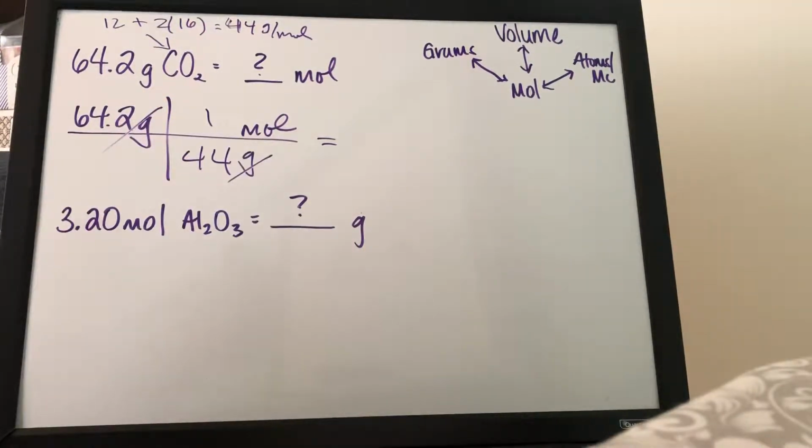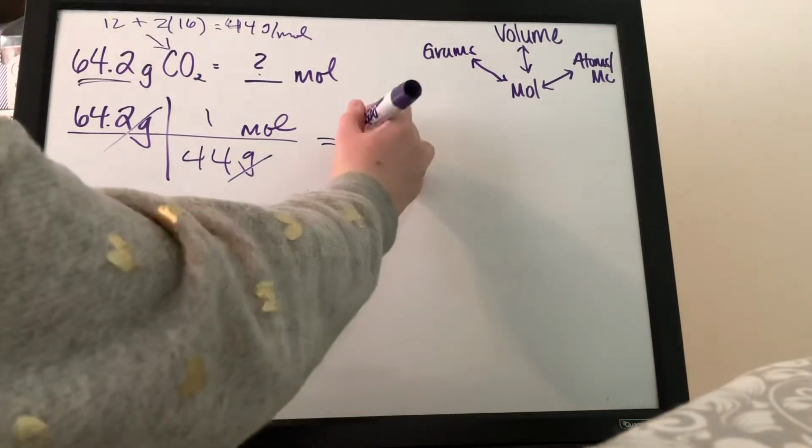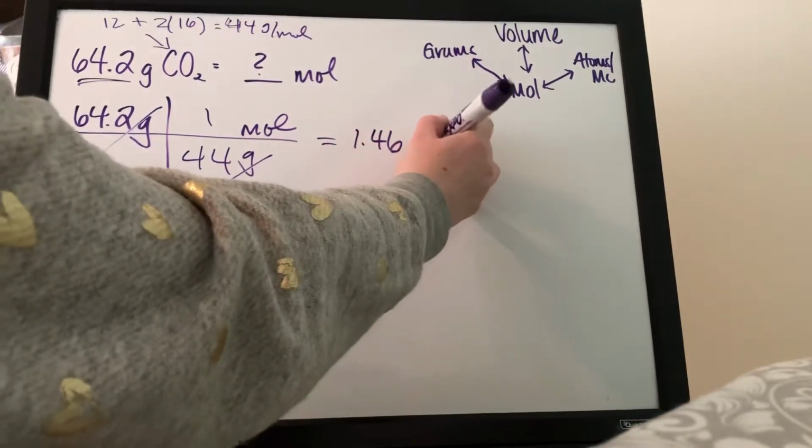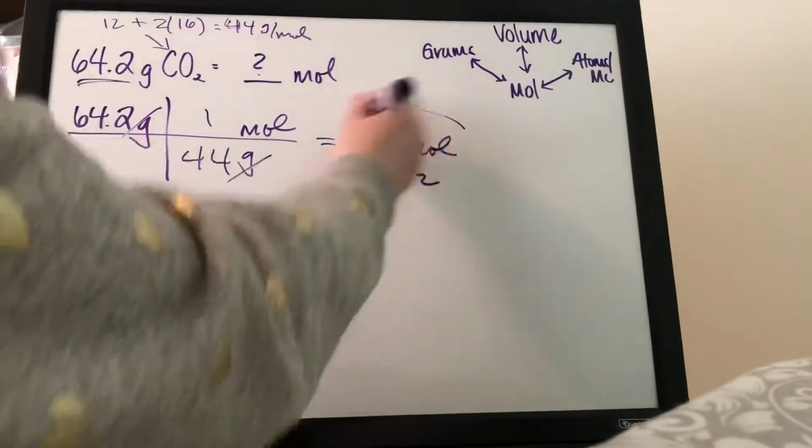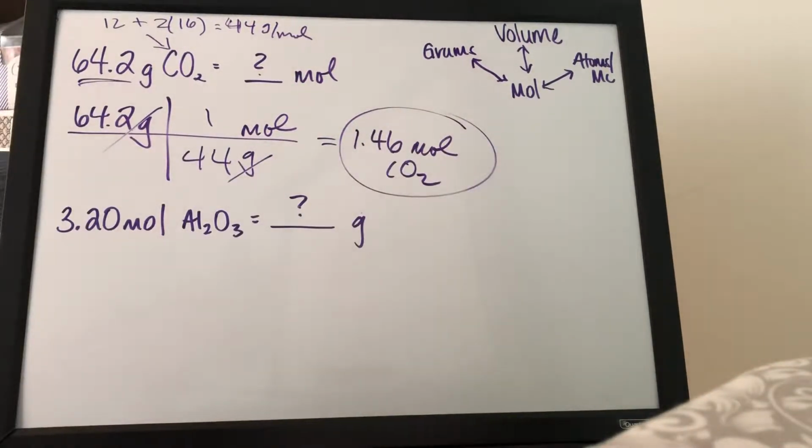I do my math, which of course in this case is division. And if we're going to talk sig figs, which I guess we should, this number here is always going to tell me my sig figs. So I should have 3. And so I'll round my answer off to 3 sig figs, which would make this 1.46 moles of CO2. And there's my answer. The second problem is very similar.